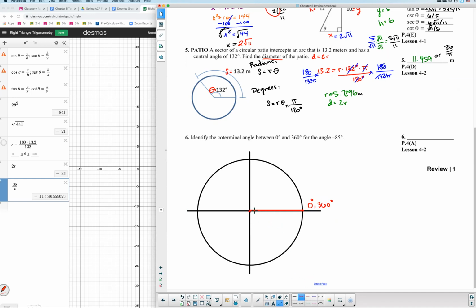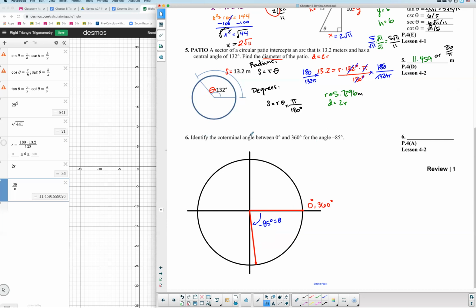Now, negative just means the angle does not go upward, it goes downward. And so negative 85 would be almost here to the negative y-axis because that would be a negative 90 degrees, a right angle. This is not quite so. So this would be negative 85 degrees right there. Now that's what the angle looks like.